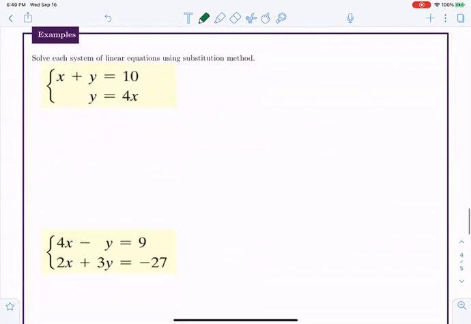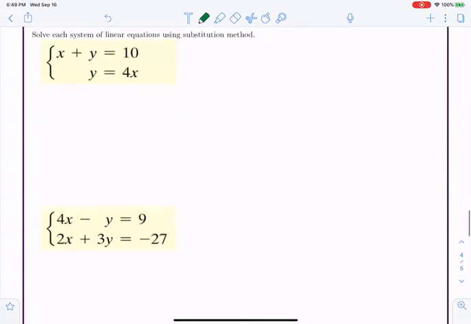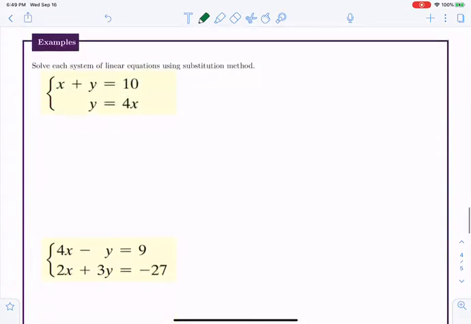So graphing is great and all, but we don't want to graph each and every time in order to find a solution to a system of linear equations. So there is a method called elimination and there is a method called substitution. Substitution typically works well when you can take something easy for either x or y, plug it in the other equation and solve for x. What do I mean by that?